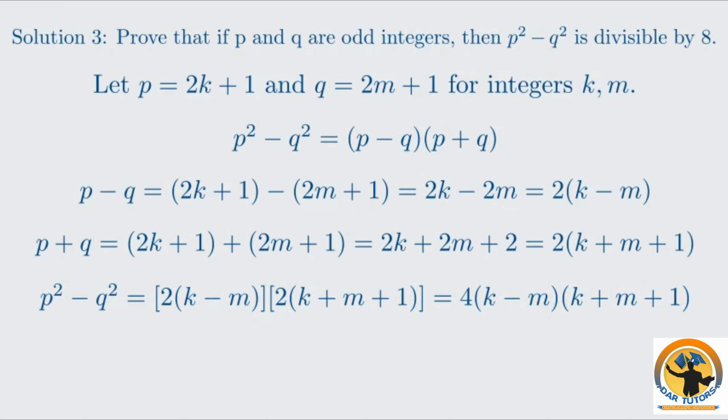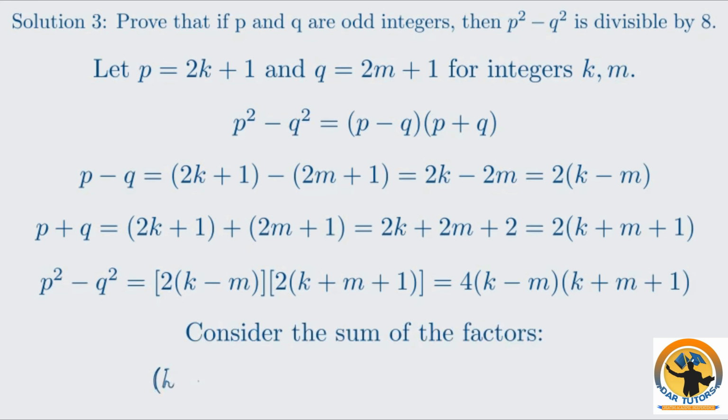We need to show this is divisible by 8. We already have a factor of 4. We just need to show that the remaining part, (k minus m) times (k plus m plus 1), is an even number. Let's consider the sum of the two terms in the parentheses: k minus m plus k plus m plus 1 equals 2k plus 1, which is always an odd number.